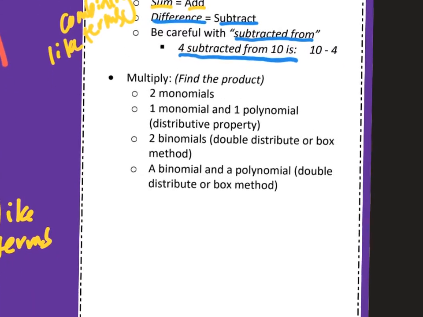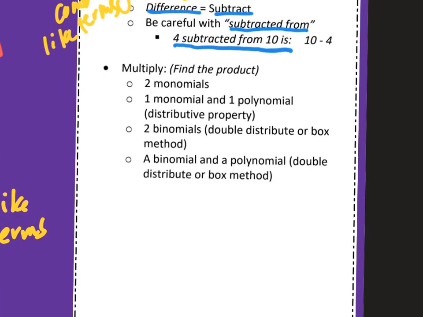When you're multiplying two monomials, you're just multiplying the coefficients, and multiplying the terms with exponents.